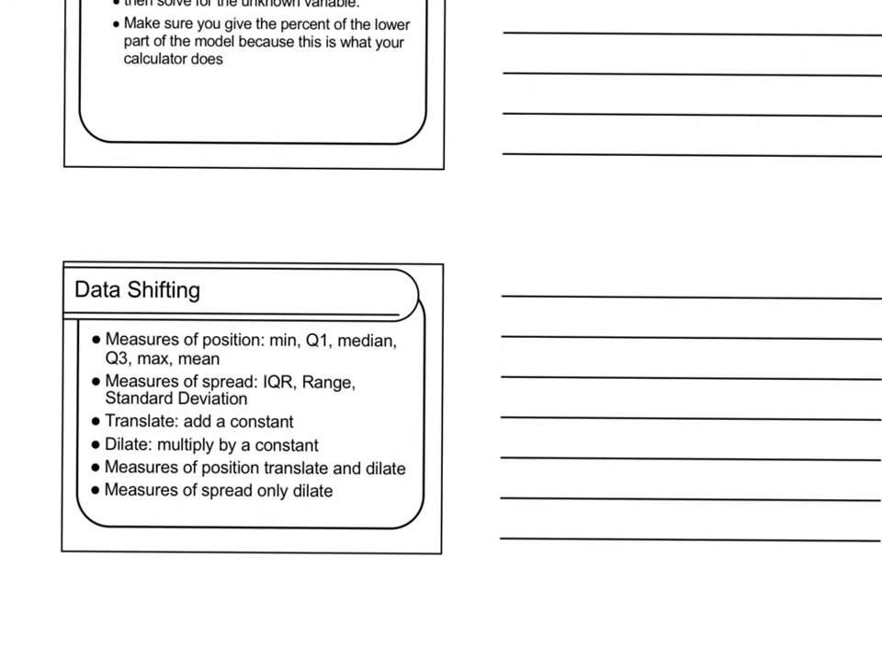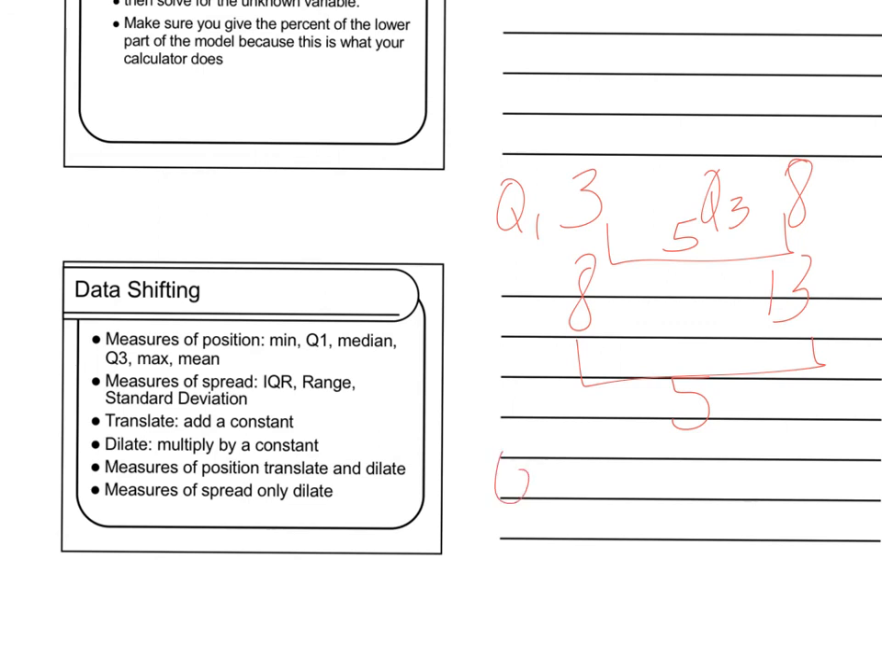And that's because if you're moving your Q1 and your Q3 up 5, you're not actually changing the spread. So if Q1 is 3 and Q3 is 8, and we add 5 to those and we move them to 8 and 13, my IQR didn't change. It's still 5 because I haven't made it more spread out. But if I multiply them by 2, and my Q1 becomes 6, and my Q3 becomes 16, now my IQR is 10, so it has gotten bigger.